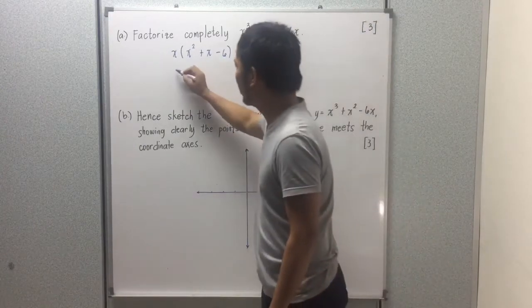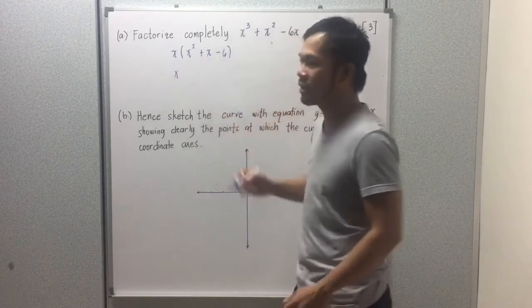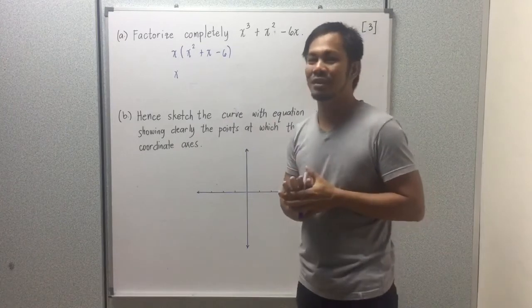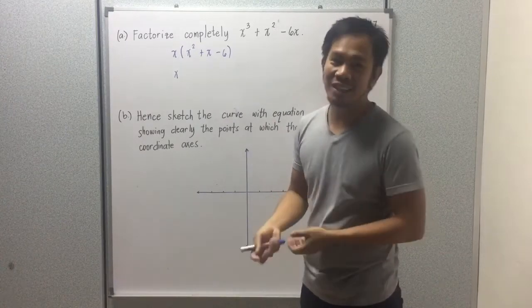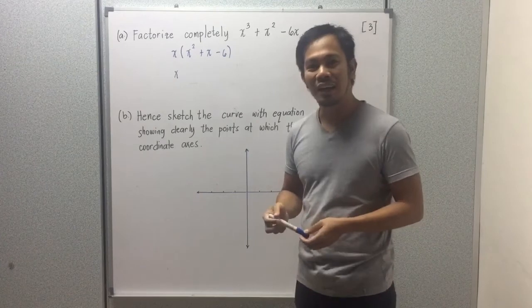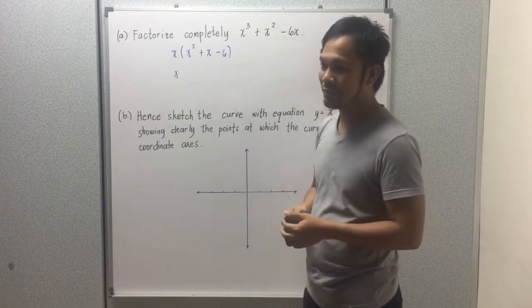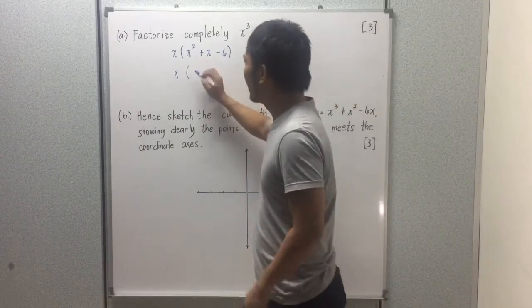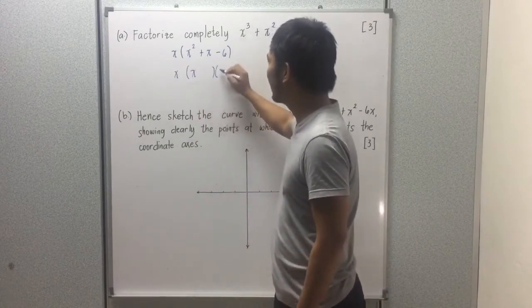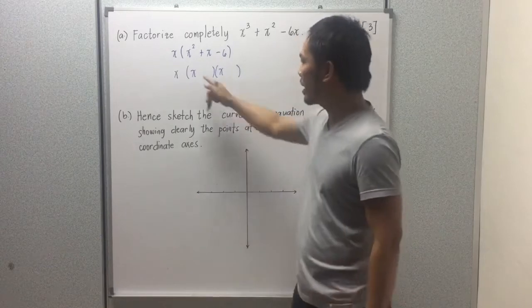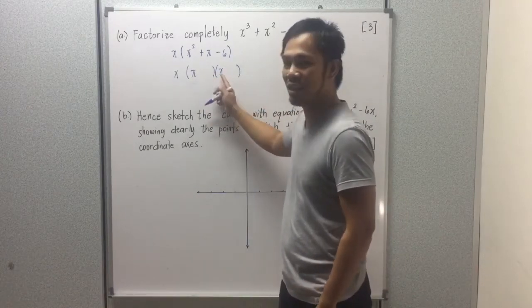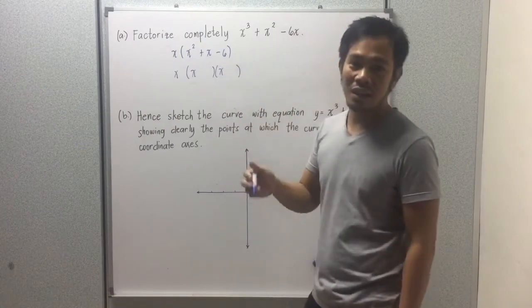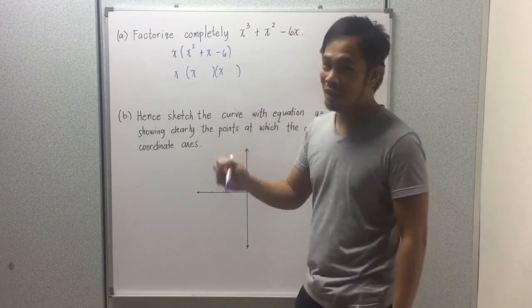Thus, I now have to factorize this quadratic equation. Just to make it simple, I can use my calculator, or I can also use factorization. So I have x and x. Why x and x? Because x times x is x squared. What are the factors of 6? It's 3 and 2, 1 and 6.